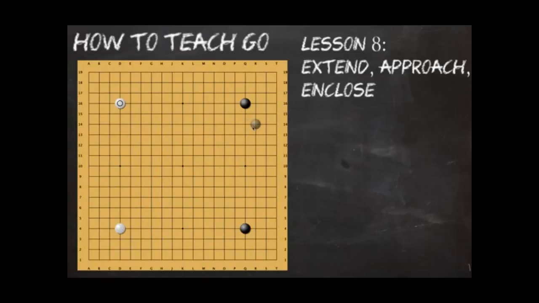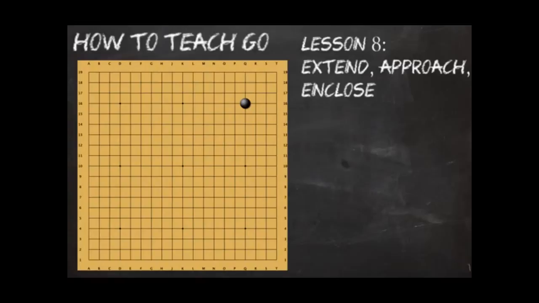You can also go this way, which is also fine for a beginner. However, I would point them in this direction because this is the one where there's a white stone. You want to develop on your side and secure on the opponent's side. So you'd want to extend down for security on the side with the opponent's stone.